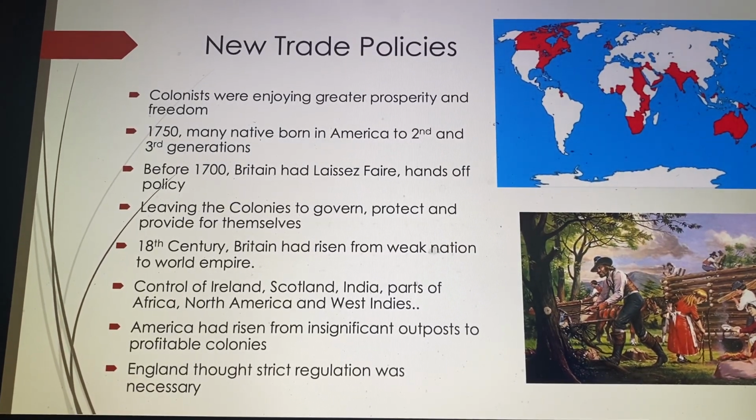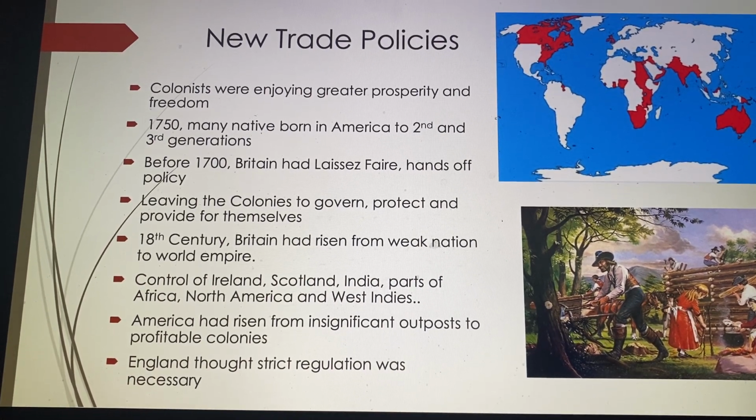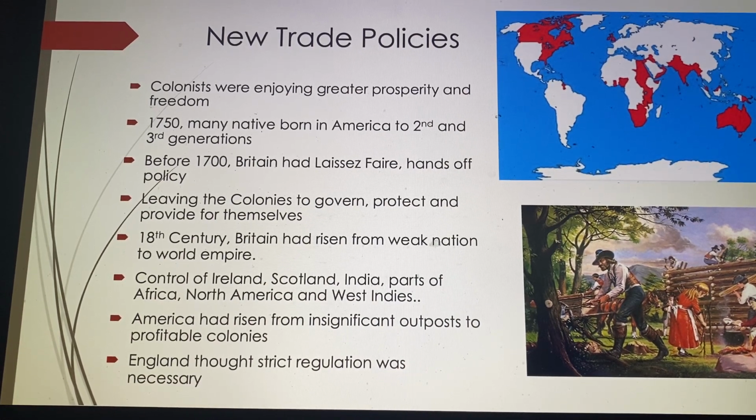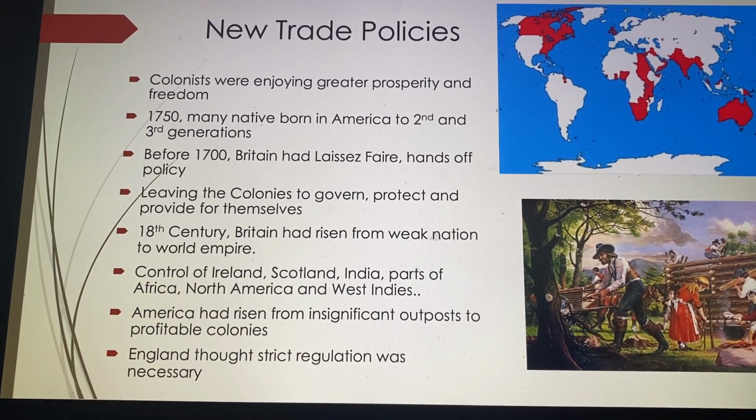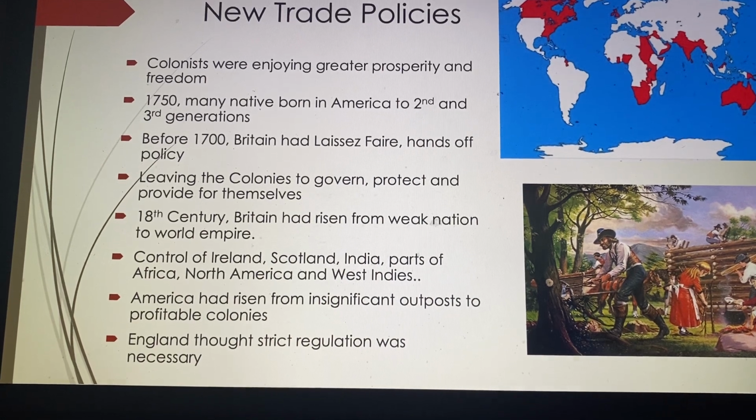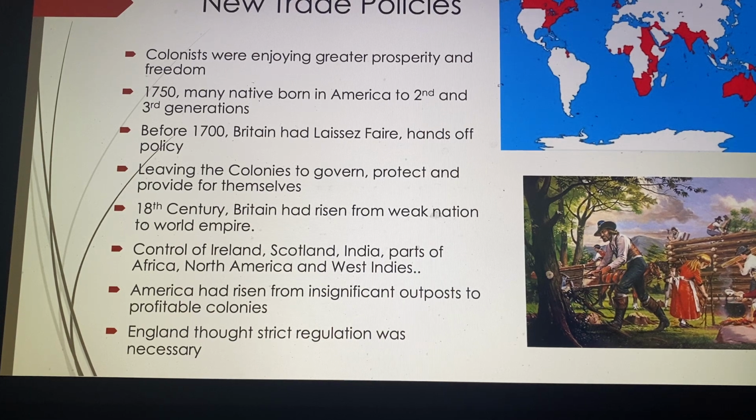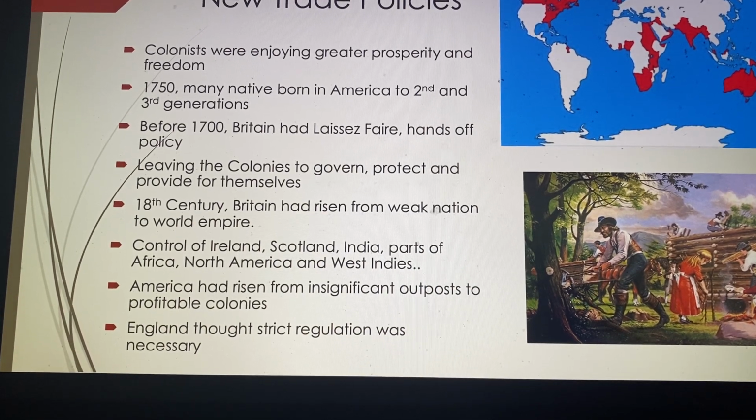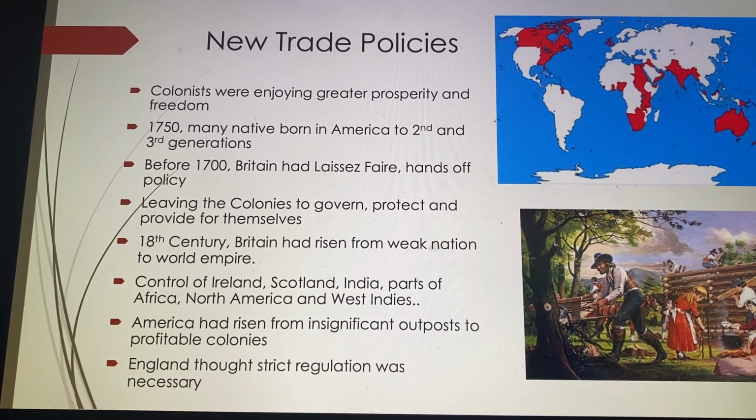Okay, there were new trade policies. Since the colonists now were enjoying greater prosperity and freedom, and in 1750, there were many native-born in America, to the second and third generations now. And before 1700, Britain just had a laissez-faire, hands-off policy, basically letting the colonists just prosper as they would. And this would also leave the colonies to govern themselves and protect themselves and provide for themselves, which they did.